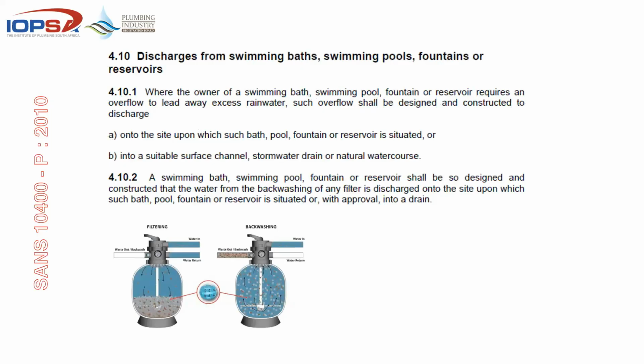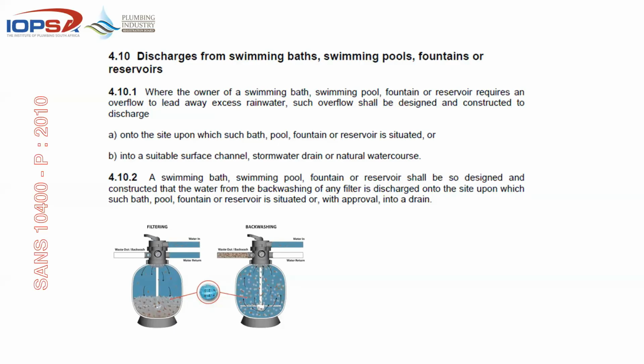If we look at SANS 10 under Part P, it says that where the owner of a swimming bath, pool, fountain or reservoir requires an overflow to lead away any excess rainwater, such overflow shall be designed and constructed to discharge onto the site upon which that bath, pool or reservoir is situated, or into a suitable surface channel, stormwater drain or natural watercourse. And we'll have a look at those just now.